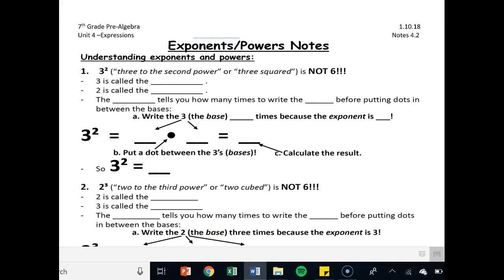Welcome to Notes 4.2. Today we are working on exponents and powers within order of operations. So let's take some quick notes on verbiage here. So 3 to the second power, or 3 squared is how you read that, is not 6.